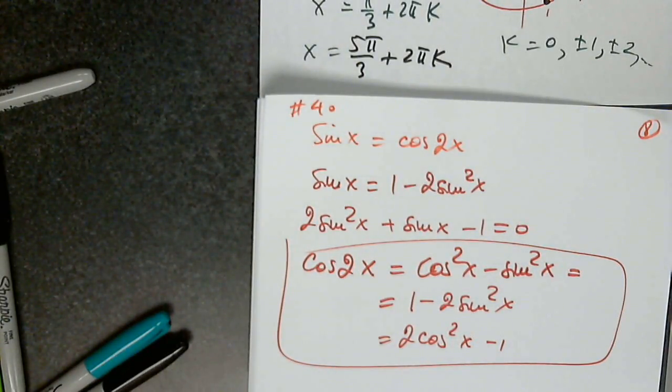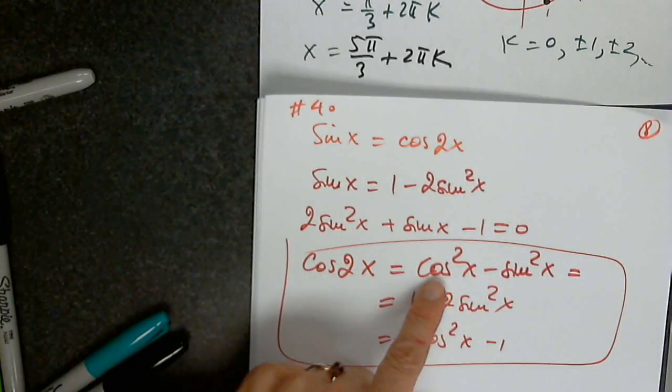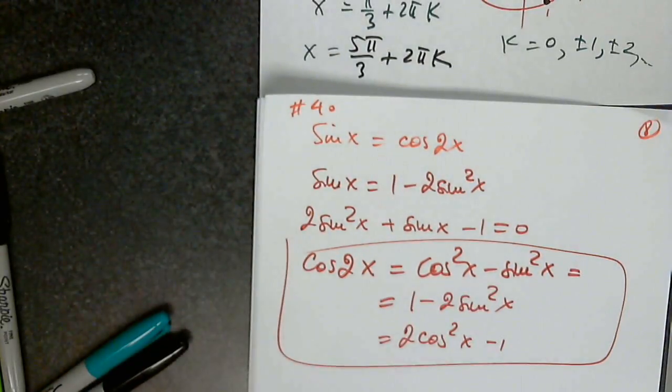If you use the first one, then you still have one more step because you have to get rid of cosine. You can't have sine and cosine squared and sine squared in the same trig equation. If you choose the second one, then you're in business because you only have sine.